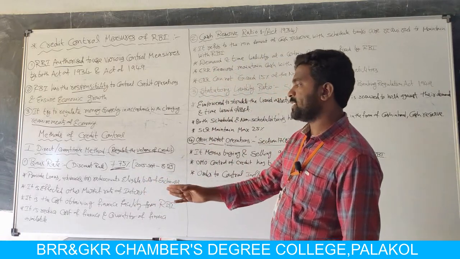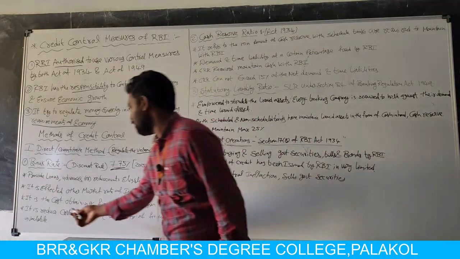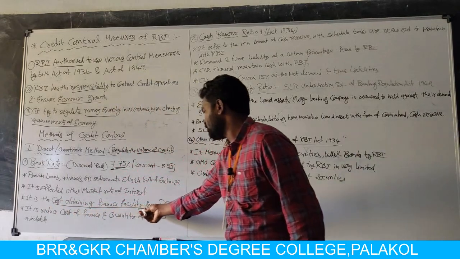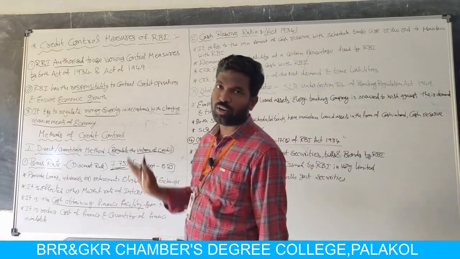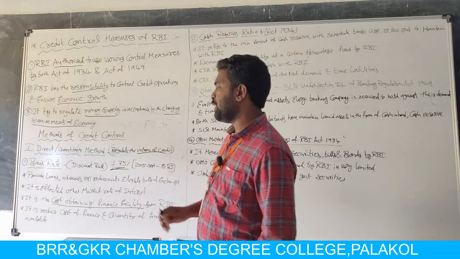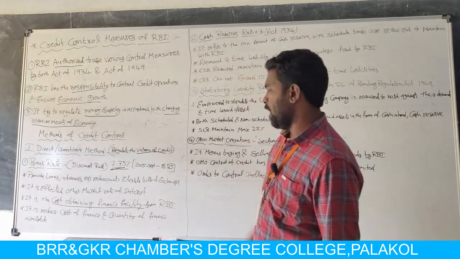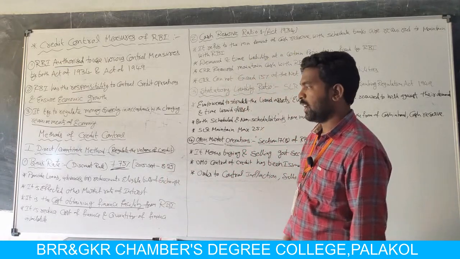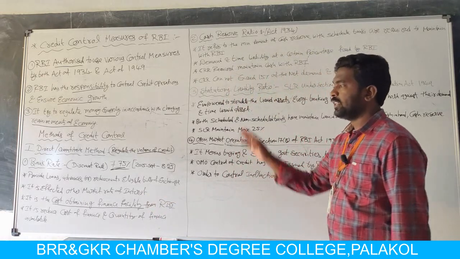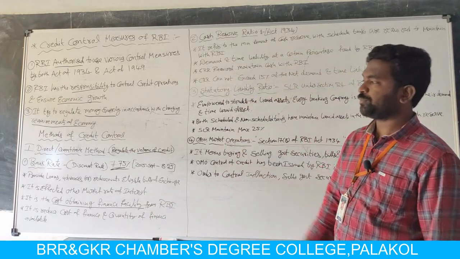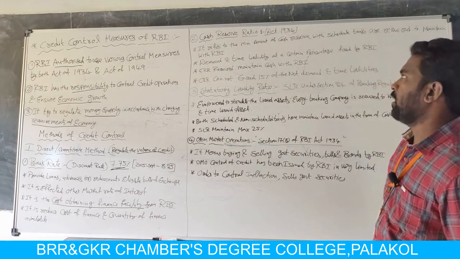Then third point, it is the cost of obtaining finance facility from RBI. This is the third point of the bank rate method. When the bank rate is reduced, the cost of finance is reduced and the quantity of finance available increases. This is the first method of the direct methods: bank rate. Second one, CRR.